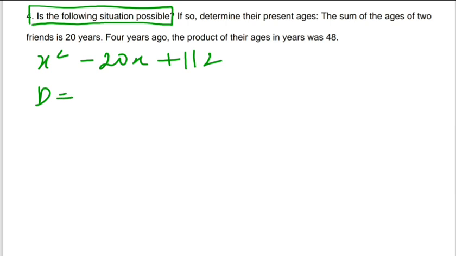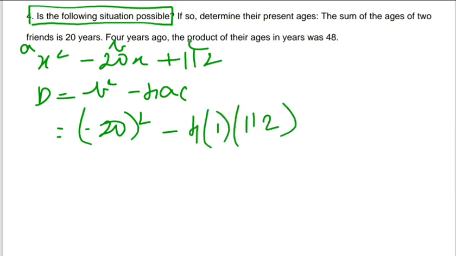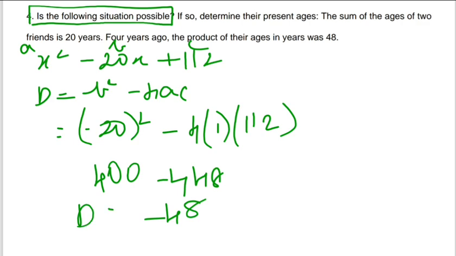So D is b square minus 4ac. So here A is 1, B is minus 20 and C is 112. We should not forget the sign. B square is minus 20 the whole square minus 4 into A is 1 and C is 112. So minus 20 square is 400 minus 4 into 1 is 4, 4 into 112 is 448. 400 minus 448, so D is equal to minus 48.